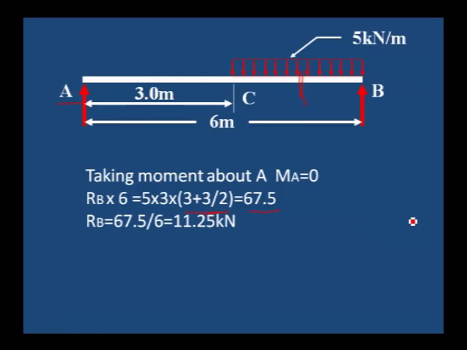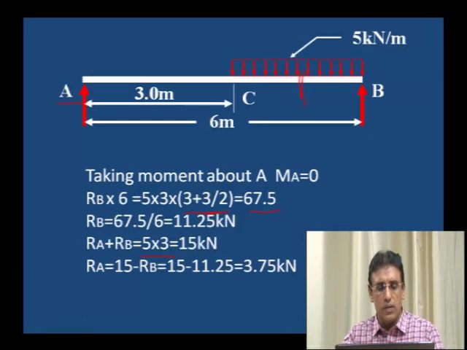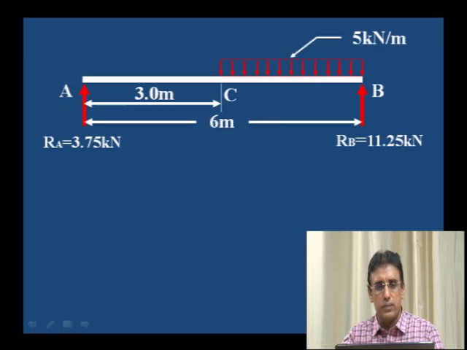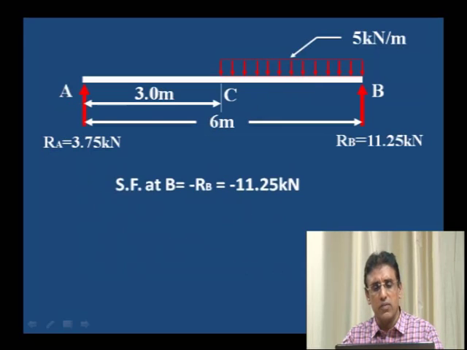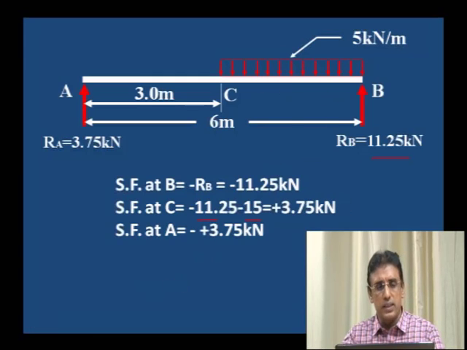Therefore RB is equal to 11.25. RA plus RB must be equal to 5 into 3, the load acting over 3 meter. Therefore RA is equal to 3.75. Then we can calculate the shear force. Shear force at B is equal to 11.25, the RB value. Shear force at C is the previous value minus 15. How did we get the 15? 5 into 3 is the value of the load. Then shear force at A is 3.75, that is the RA value.